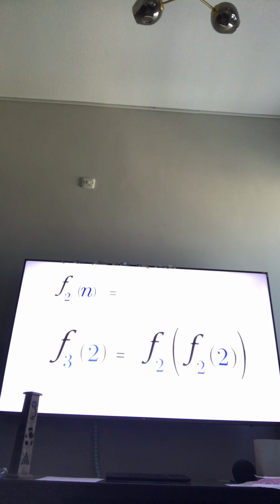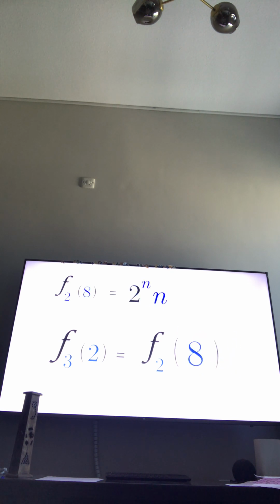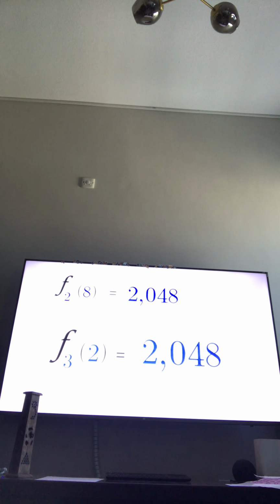f2 of n, as we remember earlier, is equal to 2 to the power of n times n. f2 of 2 is 2 to the power of 2 times 2. 2 to the power of 2 is equal to 4, times 2, that's equal to 8. f2 of 8 is 2 to the power of 8 times 8. 2 to the power of 8 is 256, times 8 is 2048.